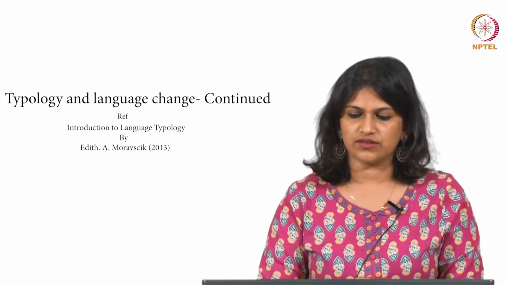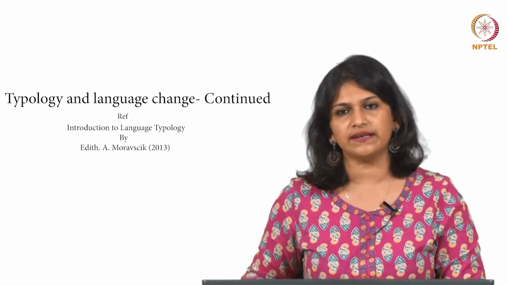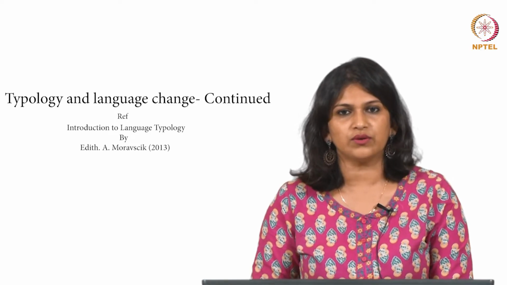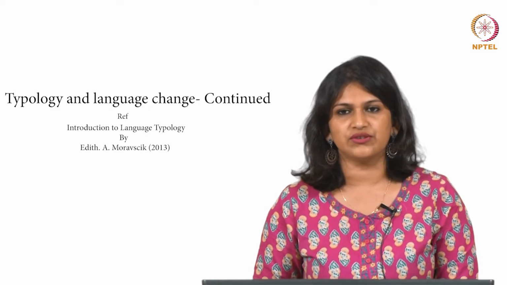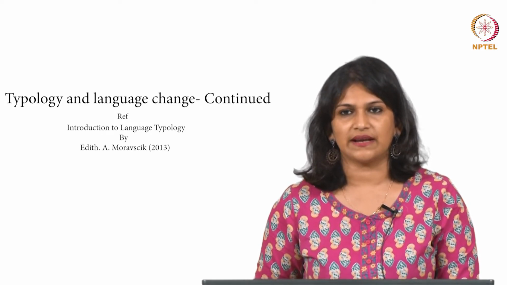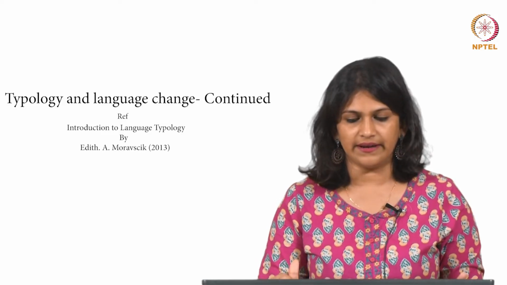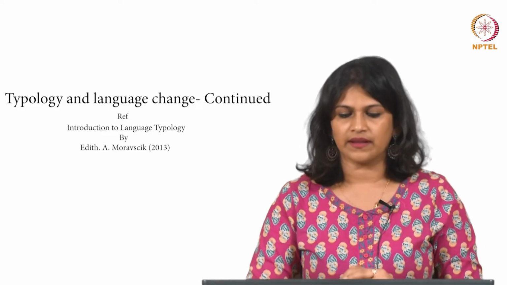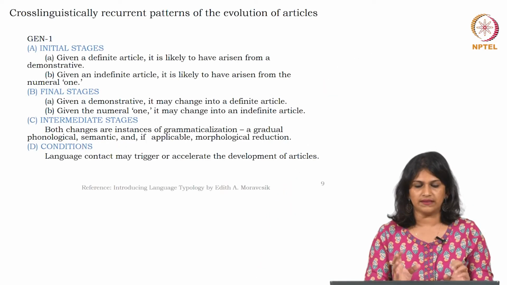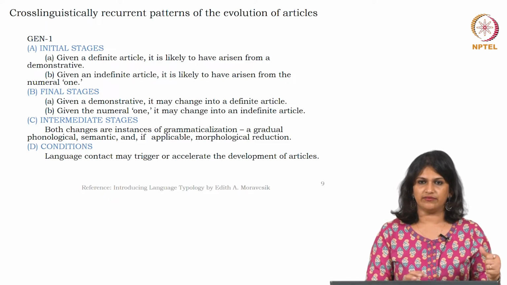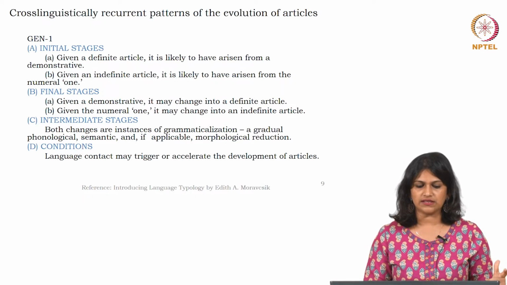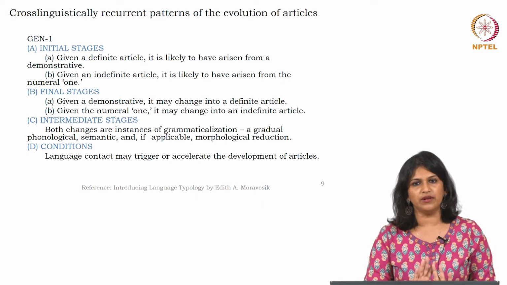The first one, generalization 1, was related to the evolution of articles from a diachronic point of view. What could have been the possible trace to claim that articles have been a part of the English language system? So, we had definite and indefinite articles, and if you try to recall, we had 4 different parts of each generalization. We started from an initial stage, final stage, then intermediate stage and then the condition. So, initial stage is, and there was a formula also related to it.